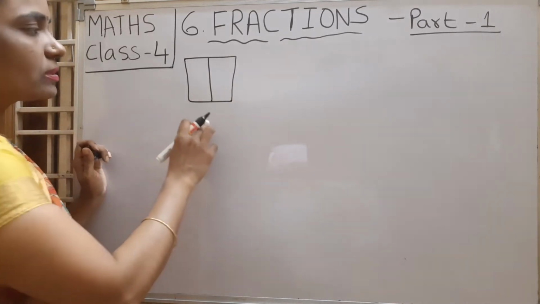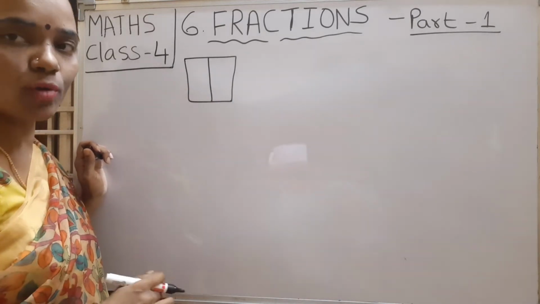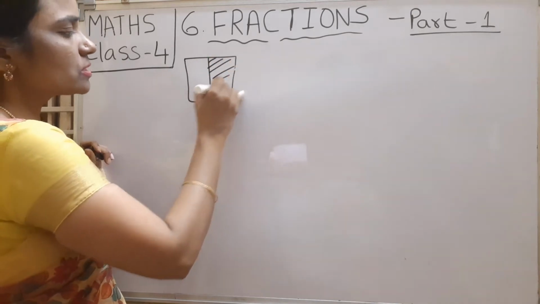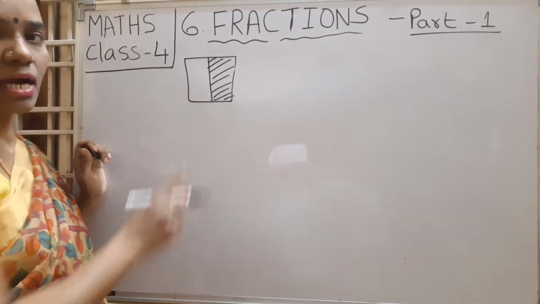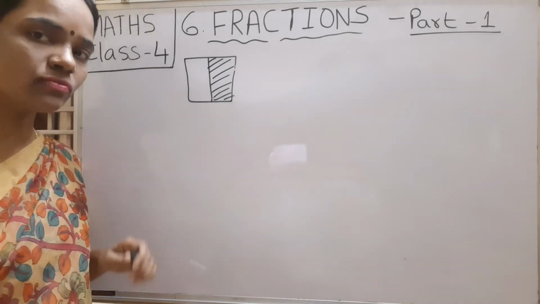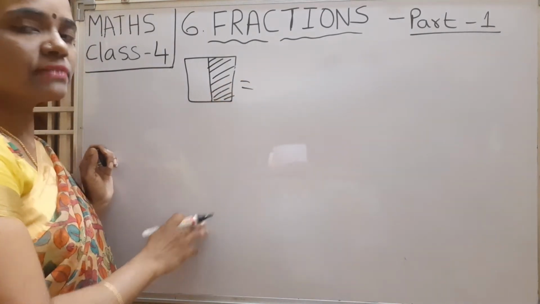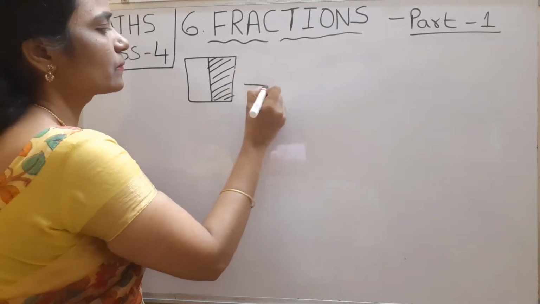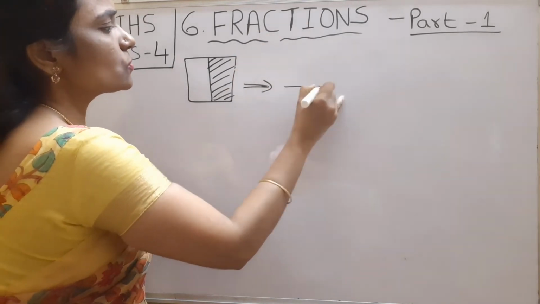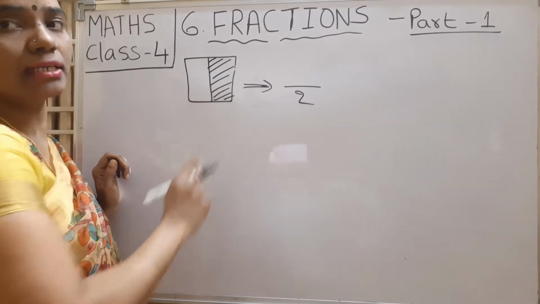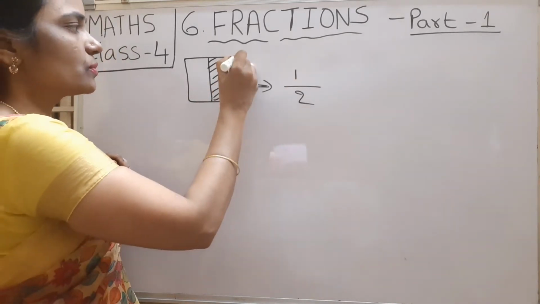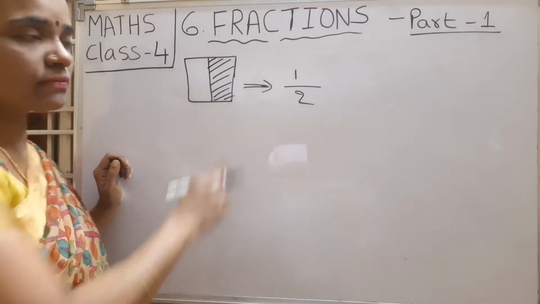So this is a whole thing. The whole thing is divided into how many equal parts? 2 equal parts. Out of 2, I am going to color one part. Out of 2, how many parts are colored? Only one part. Now, what is the fraction for the colored part? There are 2 equal parts in total. Out of 2, how many are colored? Only 1. So 1 by 2 is the fraction for the shaded part.